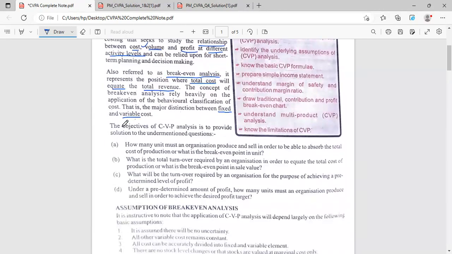Now, the objective of CVP analysis is to provide solutions to the undermentioned questions. Whenever a cost accountant or managers have questions regarding all this, they can use CVPA to determine or analyze it. For example, how many units must an organization produce and sell in order to be able to absorb the total cost of production, or what is the break-even point in units?